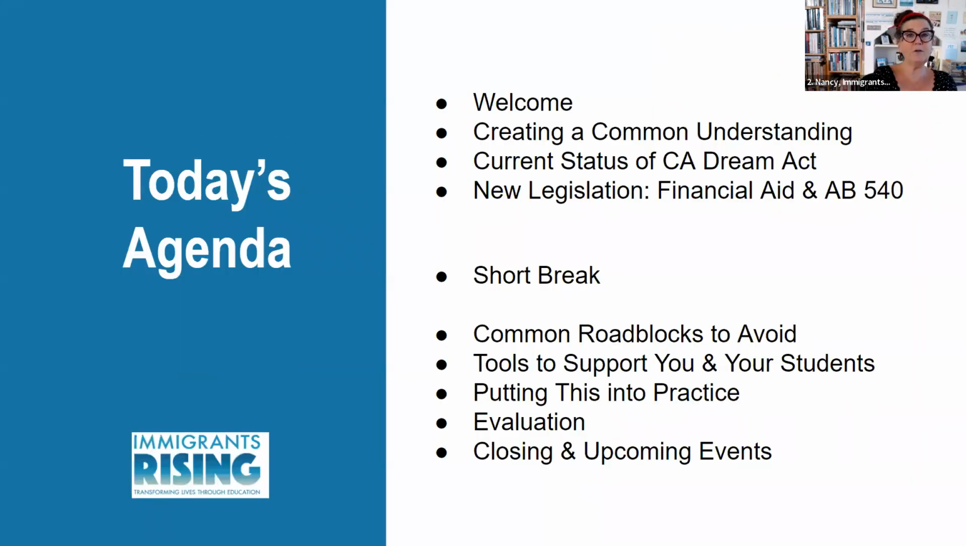In terms of the agenda for today, I'm just going to do a little bit of creating a common understanding and level setting in terms of definitions, and a little bit about the current state of undocumented students in California. We'll be really lucky that Victoria is going to give us a status of the California DREAM Act numbers as they stand as of January. And we'll be talking a little bit about the new legislation, the AB 469, as well as the update to in-state tuition policy and AB 540. We'll be taking a short break at the top of the hour, and then we're going to come back to talk about common roadblocks to avoid, tools to support you and your students, and then some opportunities to talk about how we can put this into practice.